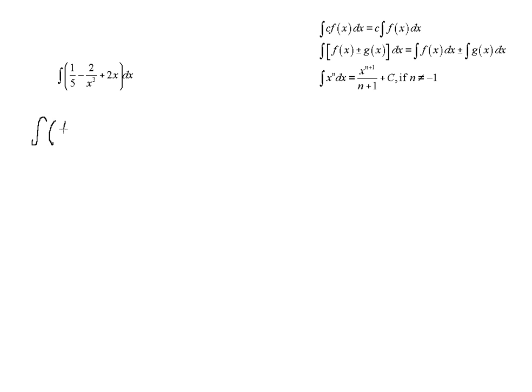And so we have 1 over 5. The part that's giving us the issue here, I hope, is this 2 over x cubed. So we have minus, and remember we can write x cubed as x to the negative third, and then plus 2x. That was the one that was giving us the problem.